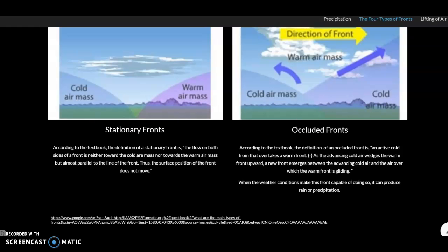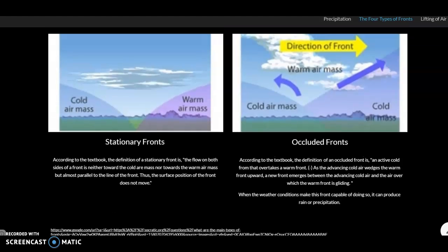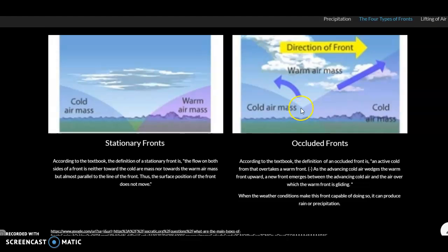Our occluded is an active cold front that overtakes the warm front. As the advancing cold air wedges the warm front upward, a new front emerges between the advancing cold air and the air over which the warm front is gliding. Right in here, it's pushing away the cold, and over here too, where the warm is.